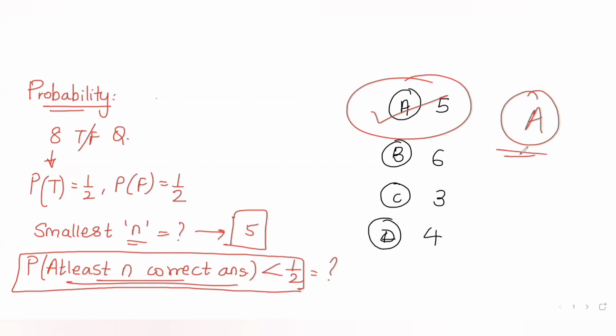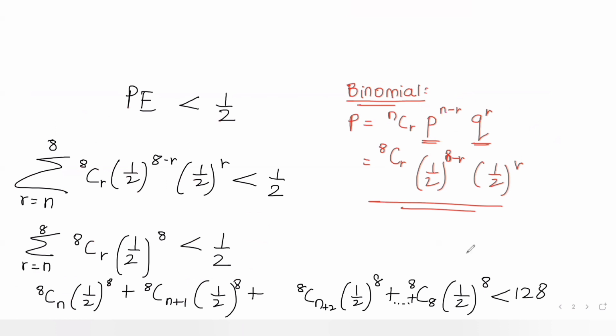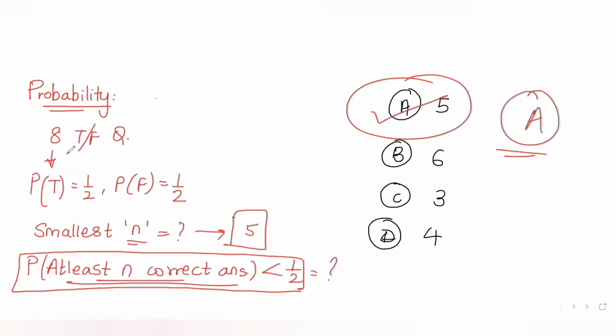I hope you have understood how to solve this type of questions, which deals with the ideas of probability, where they have given you the number of questions that were 8, and probability of answering the question as true is half, as well as probability of answering it as false is also half. So the smallest number of correct answers I should have so that the probability should turn less than half is equal to 5. So A becomes the correct answer there.